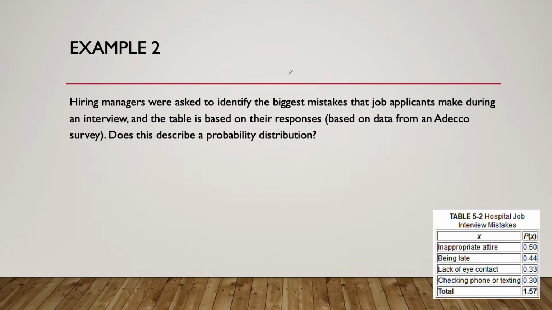Let's take this next one. Hiring managers were asked to identify the biggest mistakes that job applicants make during an interview, and the table is based on their responses, based on data from the Adecco survey. Does this describe a probability distribution?